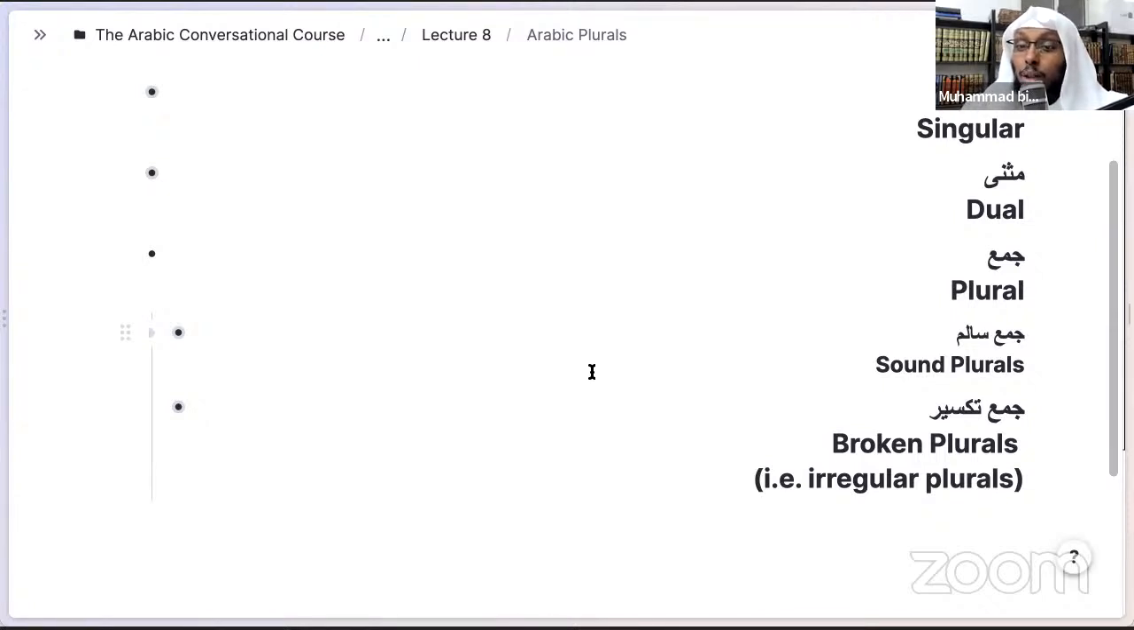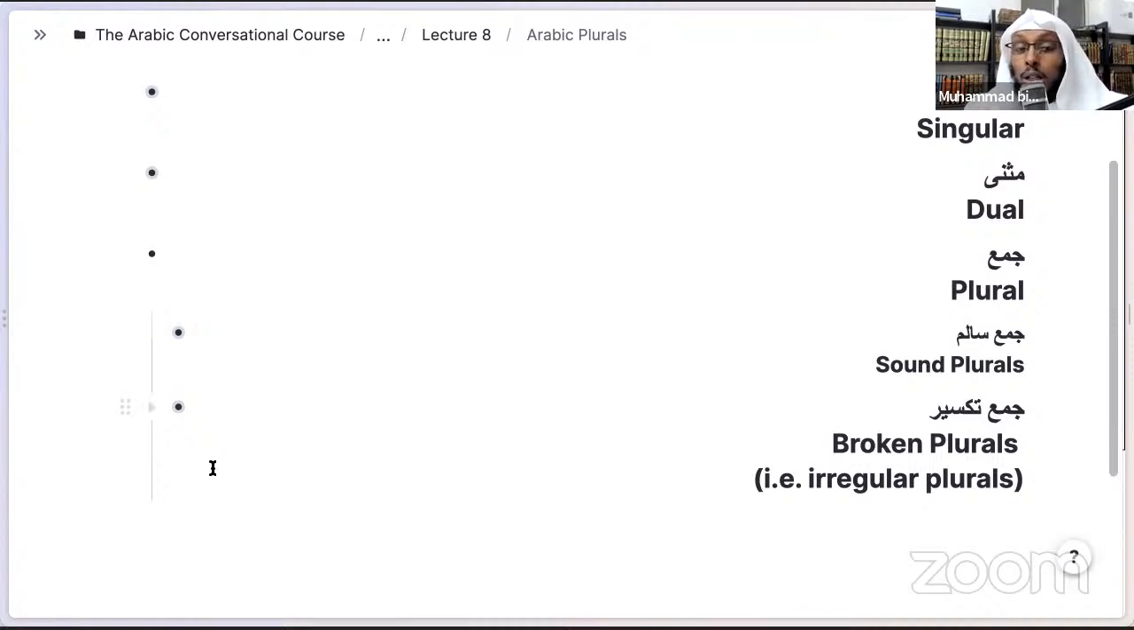Now that's what Arabic jam'u taksir is. And the bad news is that most plurals in Arabic are jama' taksir, unfortunately. Whereas in English, the irregular plurals are not widespread, and they're very rare. It's the opposite in Arabic. In Arabic, most plurals are jama' taksir, they're broken plurals or irregular plurals that you have to memorize.